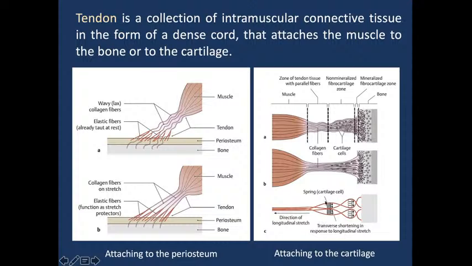And the second is attaching to the cartilage. When there is no bone, usually the tendon is attached directly to the cartilage, and between collagen fibers are special cartilage cells which look like a spring, and they help also to retract and distract tension.